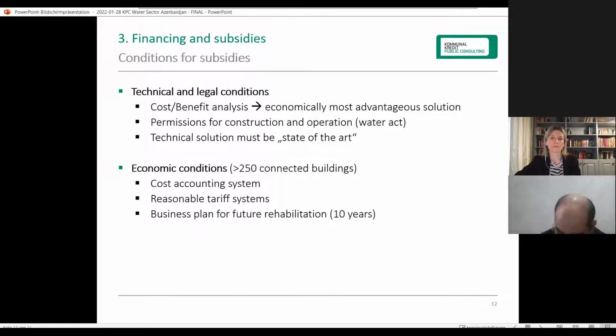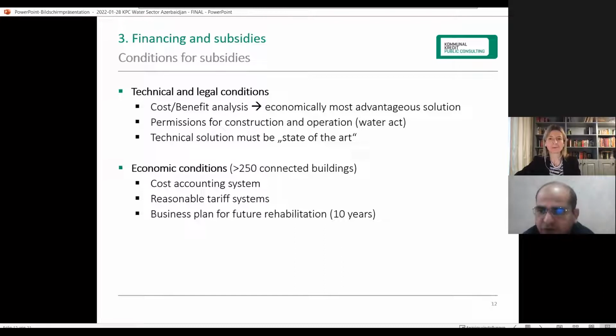We had very difficult discussions about this, but at the end, if somebody wants money from state funds, then they have to give us this cost-benefit analysis. Of course, they need a permission for construction and operation, that's clear, and the technical solution must be state-of-the-art. It's also clear if you want subsidies.